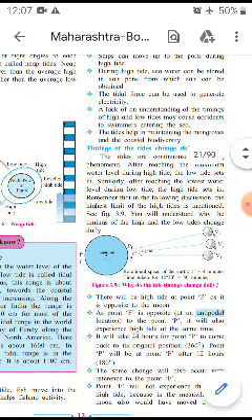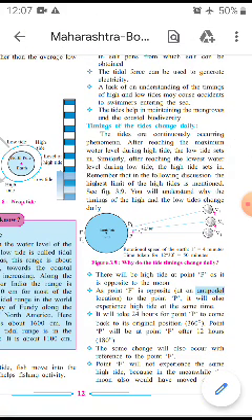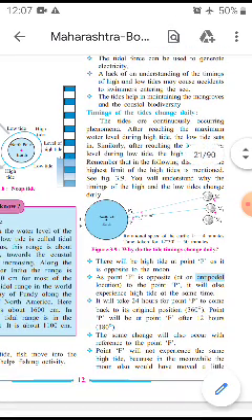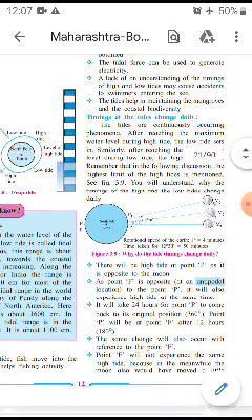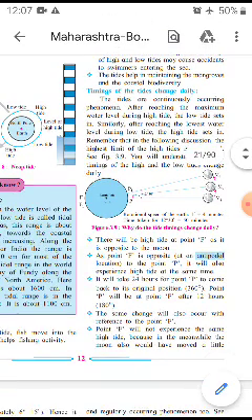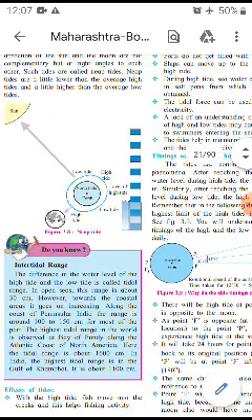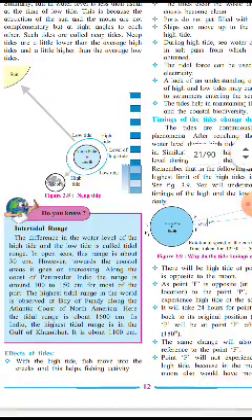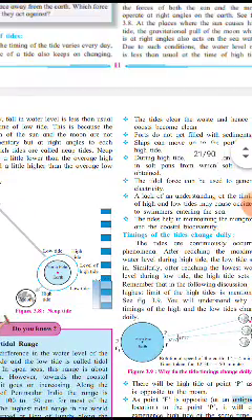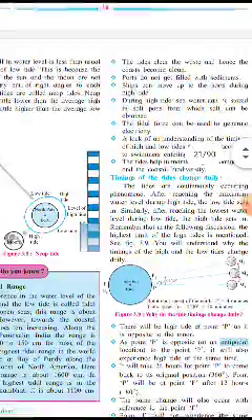Then a lack of understanding of the timings of high and low tides may cause accidents to swimmers entering the sea. Okay, this is the bad effect. And then the tides help in maintaining the mangroves and the coastal biodiversity, and these are all effects of tides. Okay, we have learned today that there are two types of tides, that is neap tide and spring tide, as well as effects of these tides.